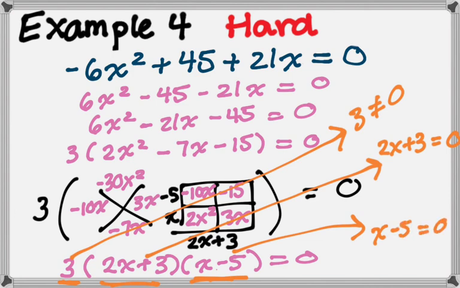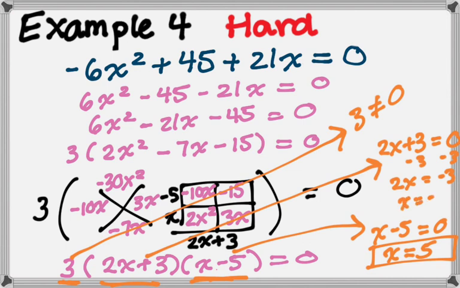Now let's find out what x's make that happen. X minus 5 is pretty easy. I just add 5 to both sides, so I get x equals 5. There's one of my solutions. 2x plus 3 equals 0 is something you might not be able to do in your head. That's okay. Let's subtract 3 from both sides. We have 2x equals negative 3. And now we're going to divide both sides by 2. X equals negative 3 over 2, which is also known as negative 1.5. And that is our other solution. So our two solutions are negative 3 over 2 and 5.